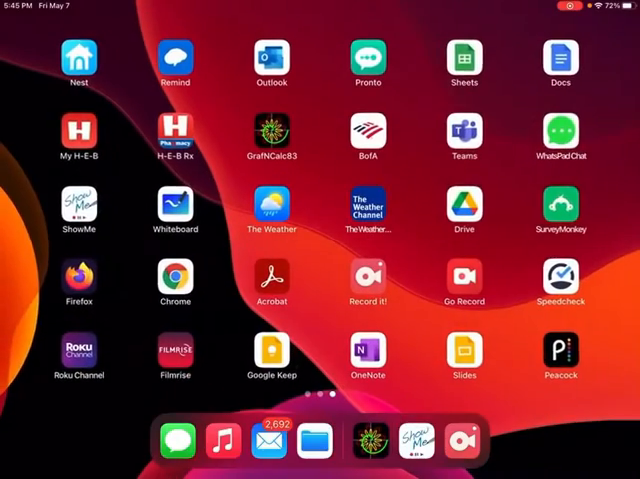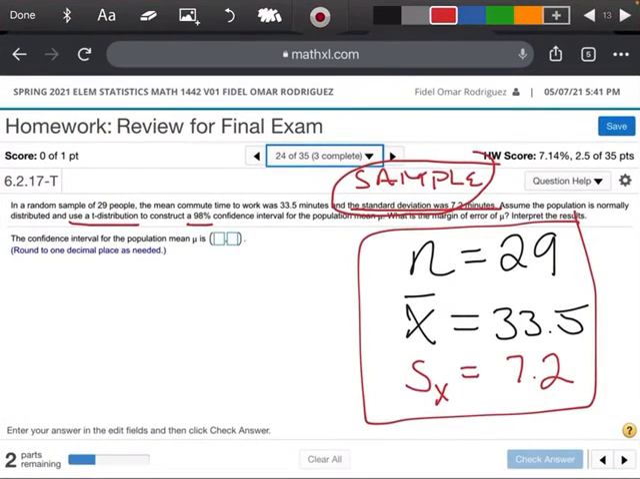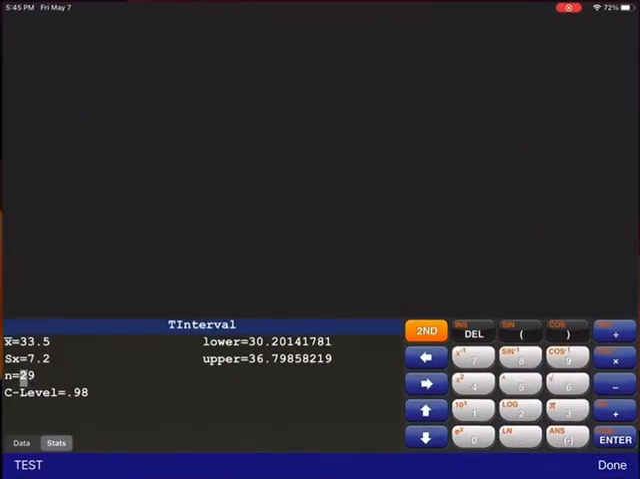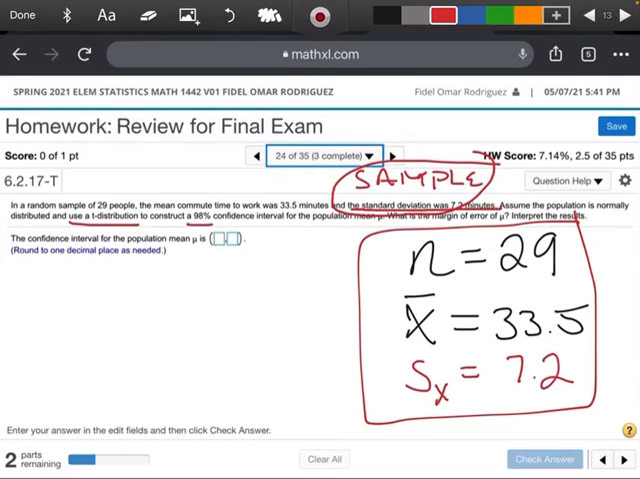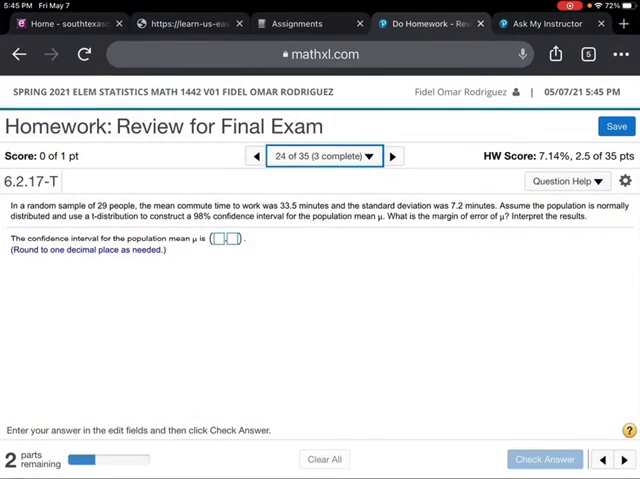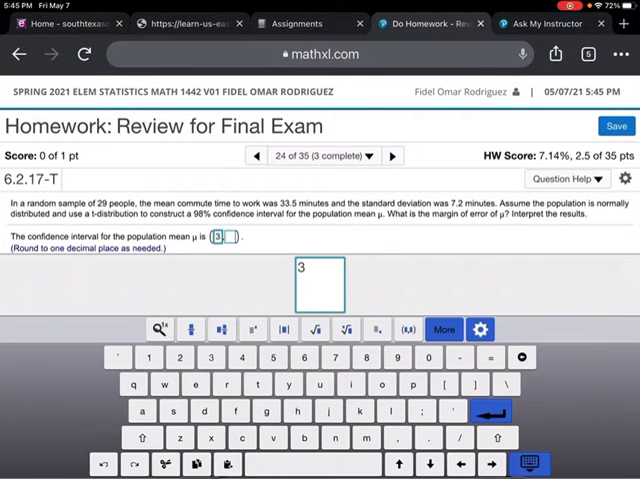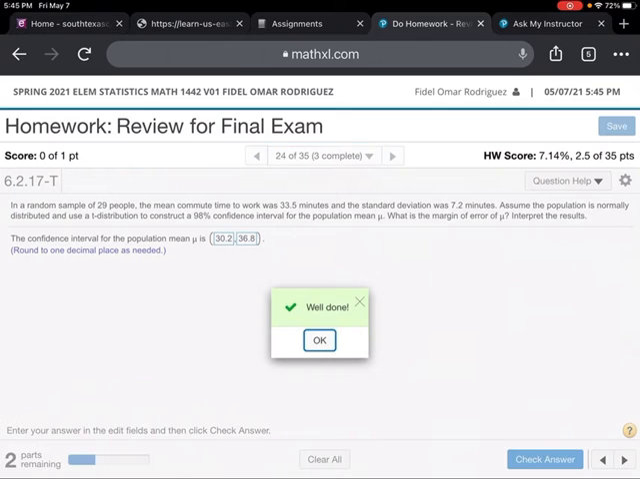36.799, I guess, if I go decimal places. Oh, it says 1 decimal place. Oops, okay, so let's go to 1 decimal. So 30.2, 36.8. So this is going to be 30.2, 36.8. So let's enter those numbers in right here, 30.2 and 36.8. Okay, and we got the first part right.